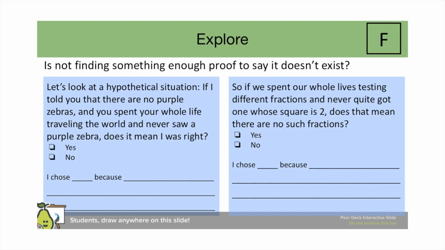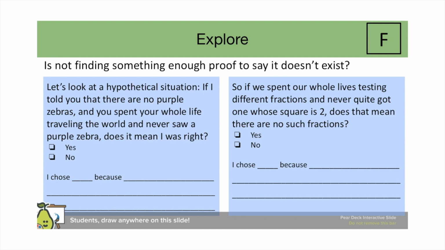For this portion of the Explore, you're going through the question, is not finding something enough proof to say it doesn't exist? The first hypothetical situation, if I told you that there are no purple zebras and you spent your whole life traveling the world and never saw a purple zebra, does that mean I was right? You can set it up so that students just have to check yes or no, and then they have to explain why they chose that. Overall, students should be saying no. It is possible you just failed to find the purple zebra.